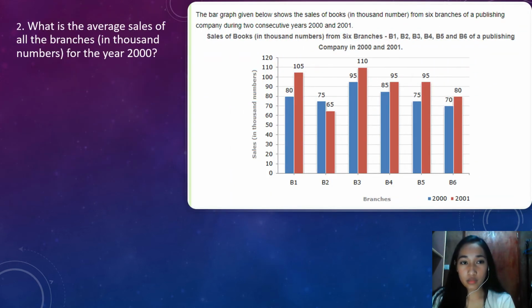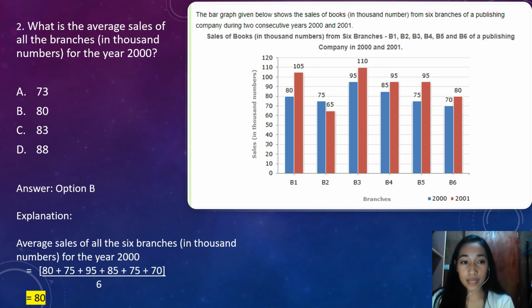So here's the second question. What is the average sales of all the branches in thousand numbers for the year 2000? Is it 73,000, 80,000, 83,000, or 88,000? So the answer is letter B, 80,000.